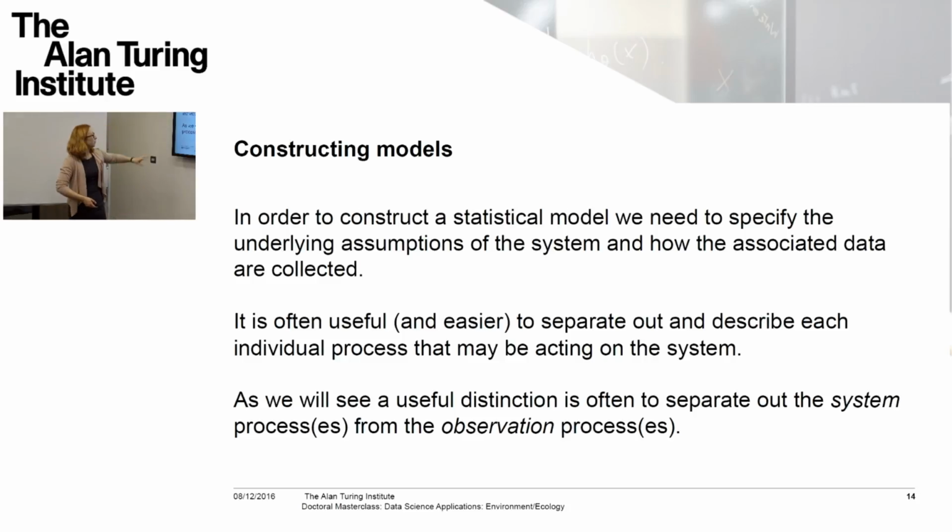I've already said we've got what's really going on, the system process, and then we've got the observation process, which explains what we see given what is there. It's nice to split these two. We're typically interested in the system process. We don't care too much about the observation process, but we have to account for it in order to formally and properly account for all the uncertainties in the system. And if we ignore the observation process, we can get biased estimates.